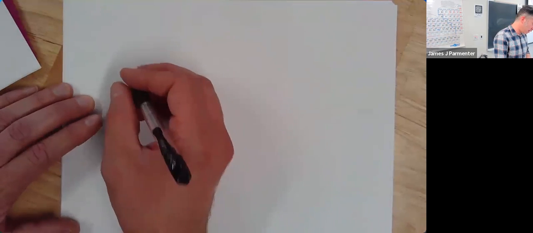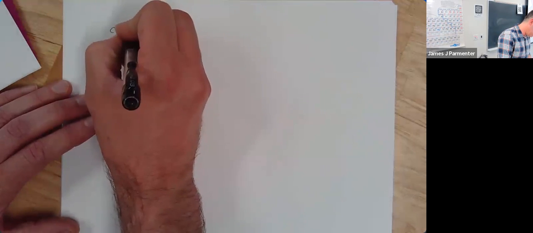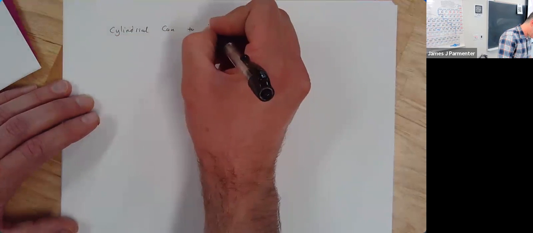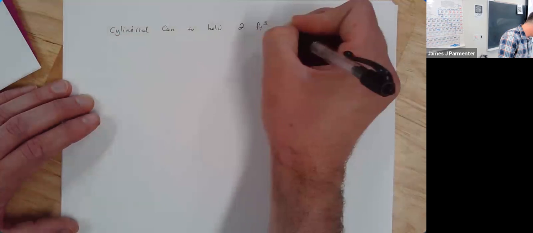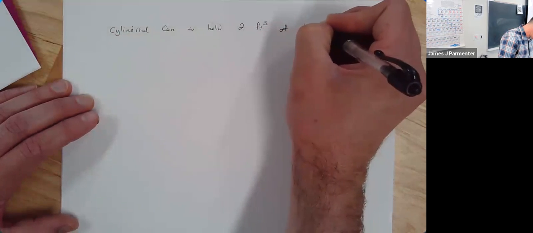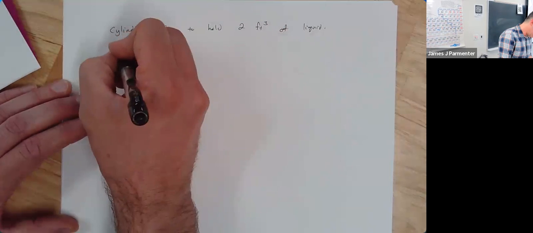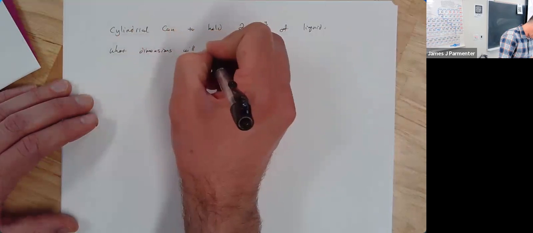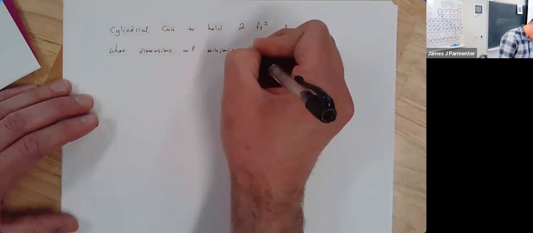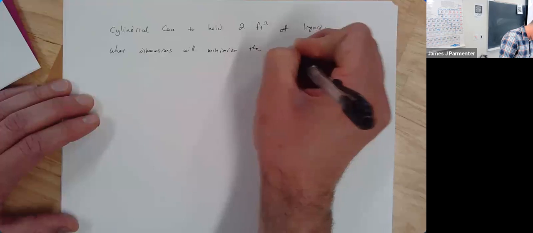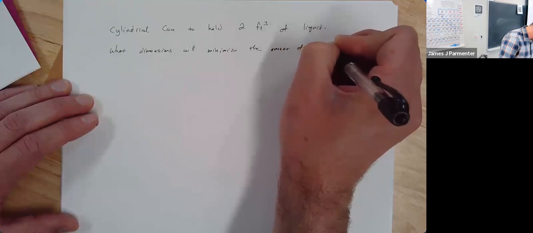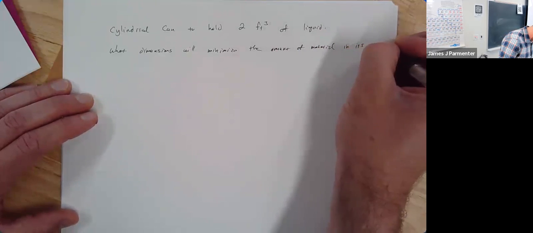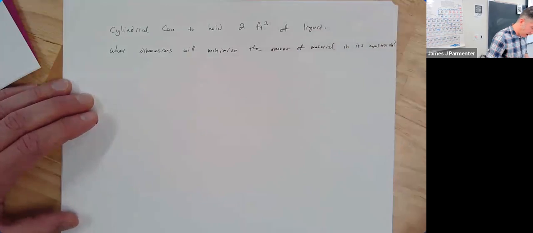Manufacturer needs to make a cylindrical can. I'm just going to write down the details here. Cylindrical can that will hold 2 cubic feet of liquid. What dimensions will minimize the amount of material in its construction? Okay, amount of material is just code word for what?